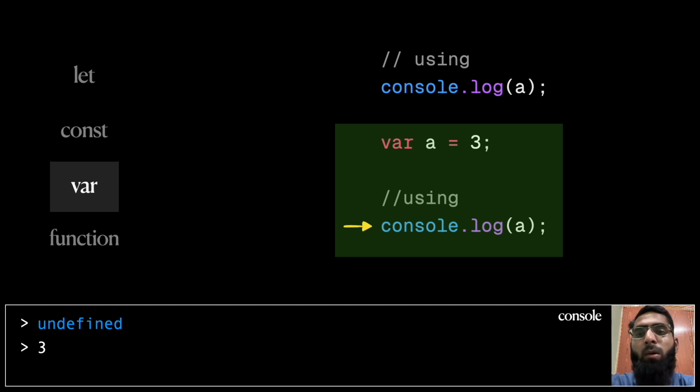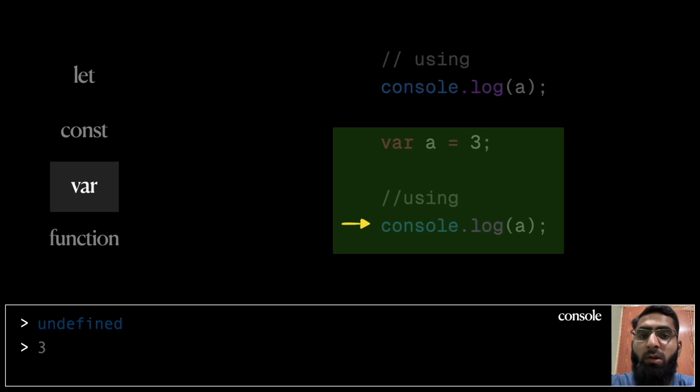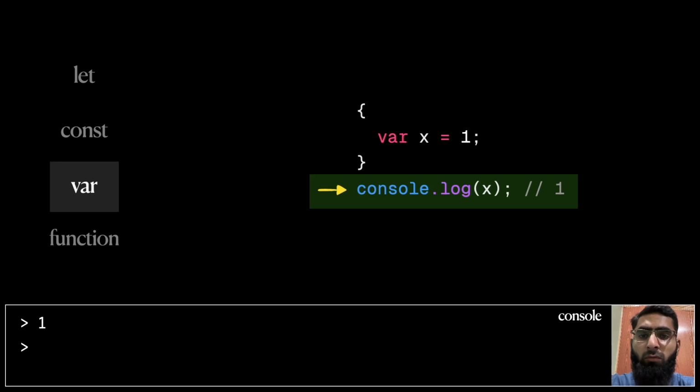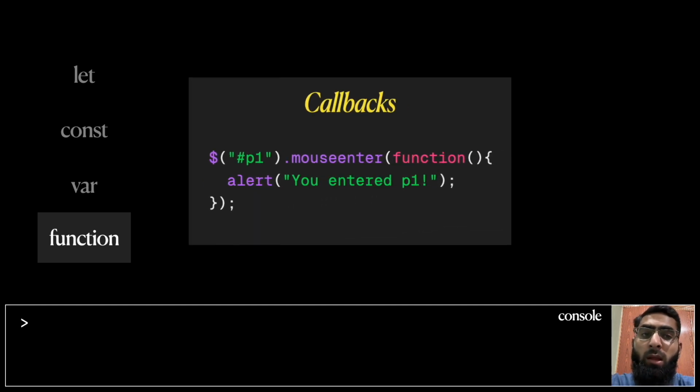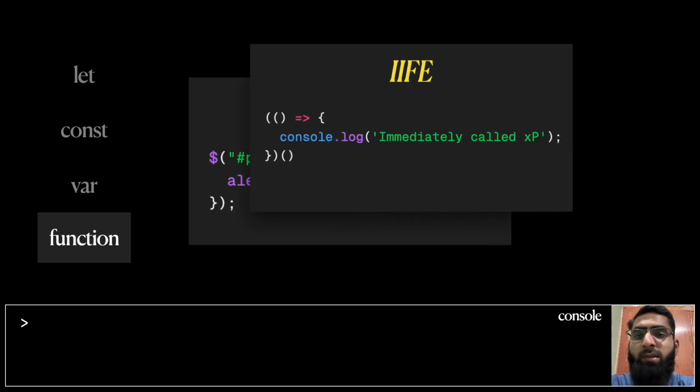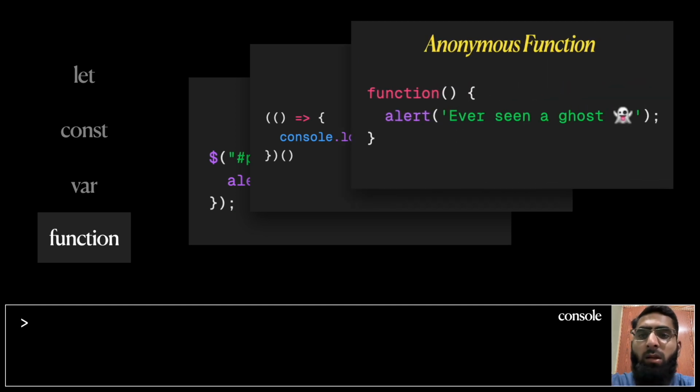In other words, blocks don't prevent the scope of var from going up in the chain, which means something like this will totally work. When it comes to functions, functions are a bit tricky because they can be created in different ways. Function expressions that are often anonymous can be used as callbacks, immediately invoked function expressions, assigned to variables using var, let, const, anonymous functions, named and anonymous function expressions, and function declarations. That was a lot.